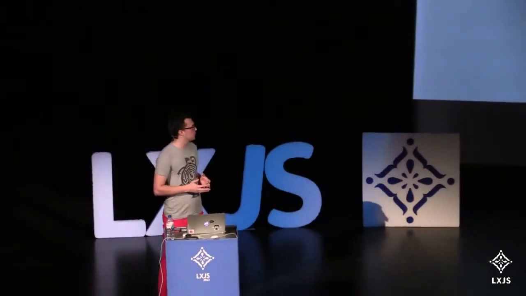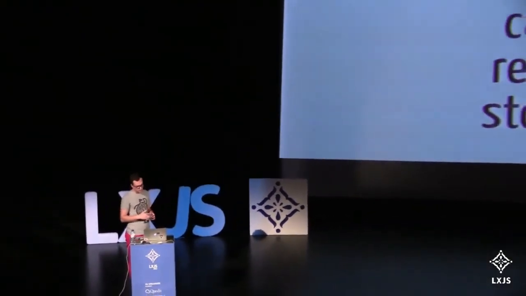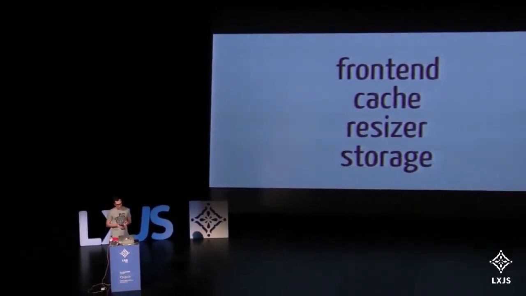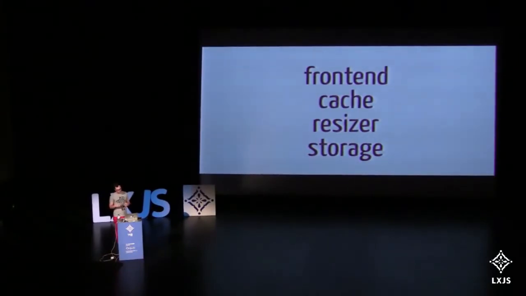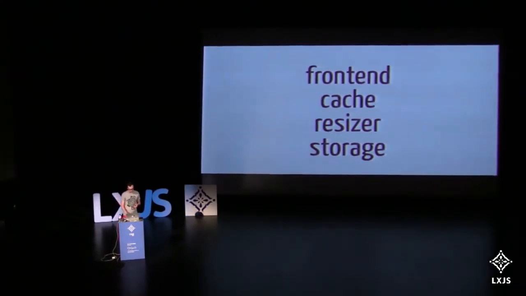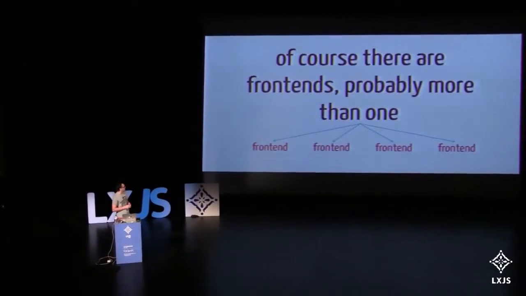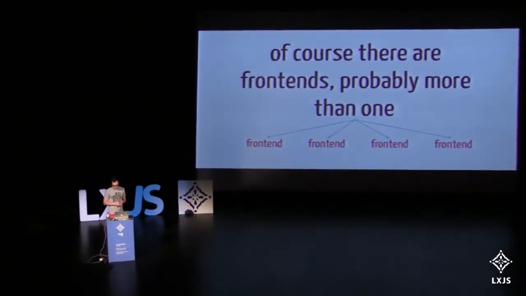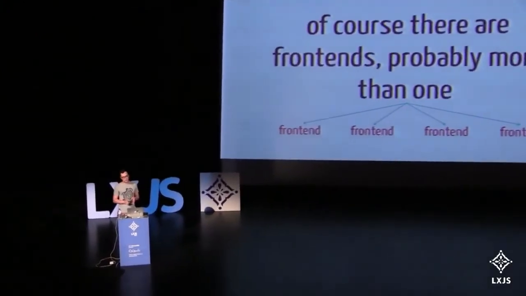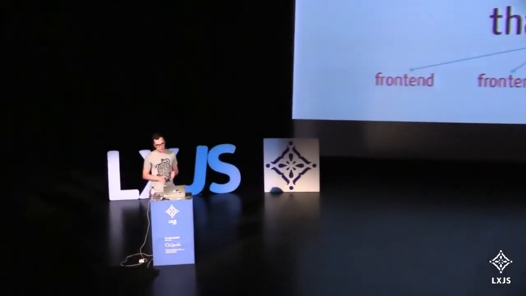So this is a very basic view of our infrastructure. HTTP requests hit front ends, also known as balancers, that route requests to cache servers. If a cache miss occurs, cache servers ask the resizer server, and the resizer takes data from storage itself and gives you what you wanted. Of course, there are multiple front ends. Usually, you want to keep more than one server to survive failures. So we have more than one of every kind of server to eliminate single points of failure.